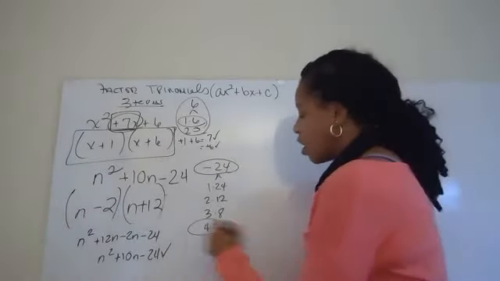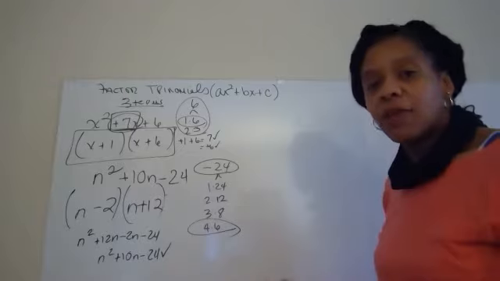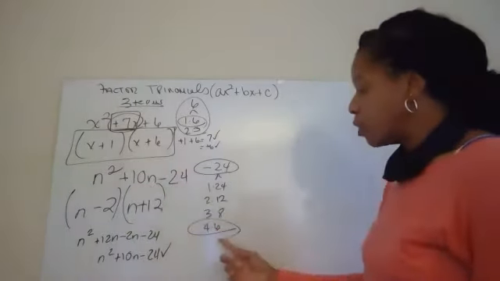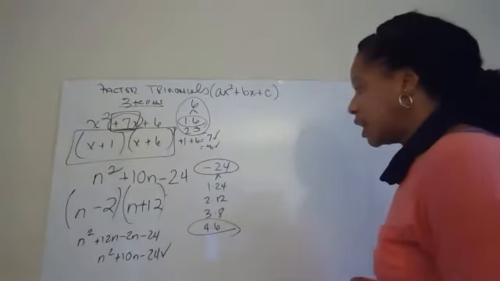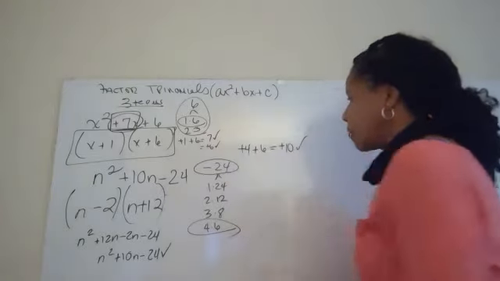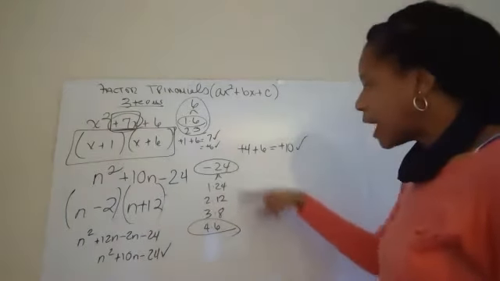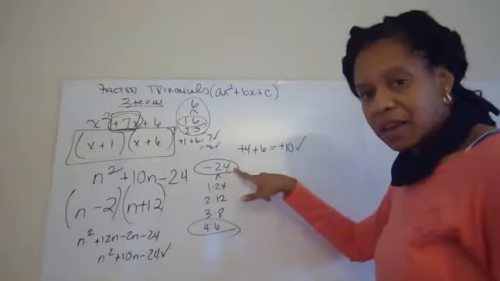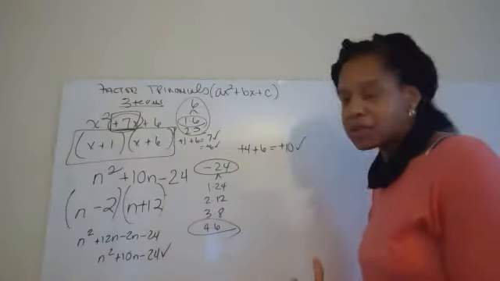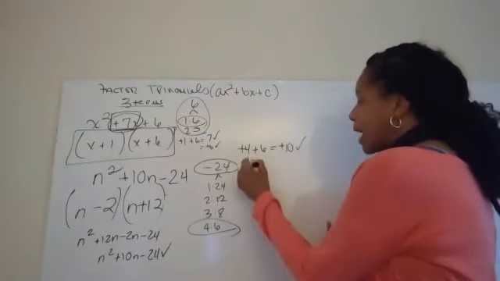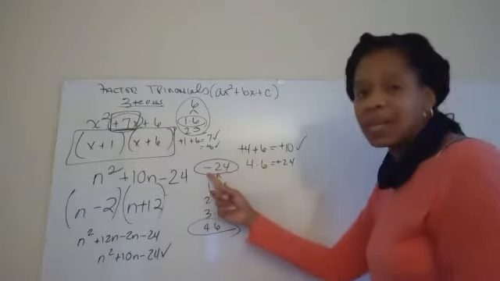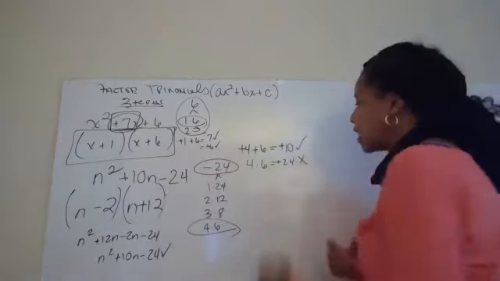Some people might think the 4 and the 6 could give them a 10, and it can. But what can you do with 4 and 6 to create a positive 10? You would have to do +4 plus 6 is +10. But do those numbers multiply to create the C? And if they don't multiply to create that C, then that's not the pair. If I multiplied a +4 times a +6, it would give a positive 24, and we need a negative 24, which means that's not the pair.